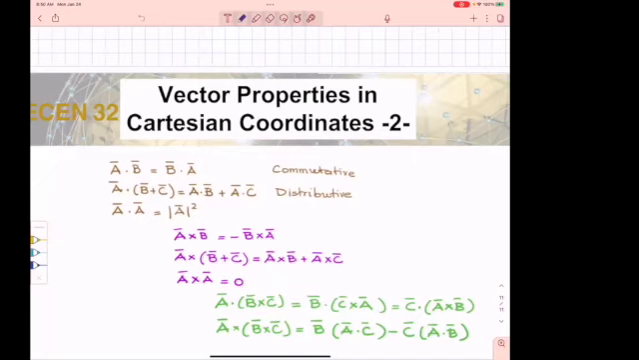Regarding the exercises, all of these exercises are individual. They are not team exercises.